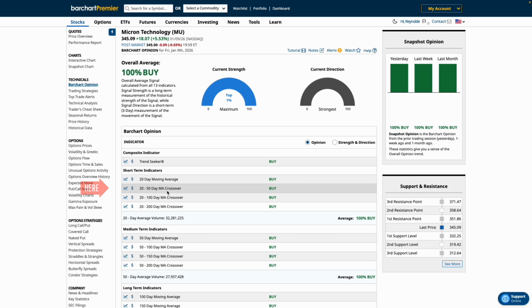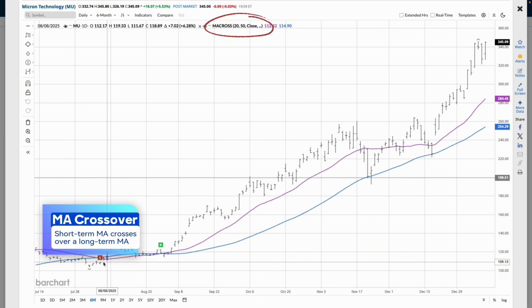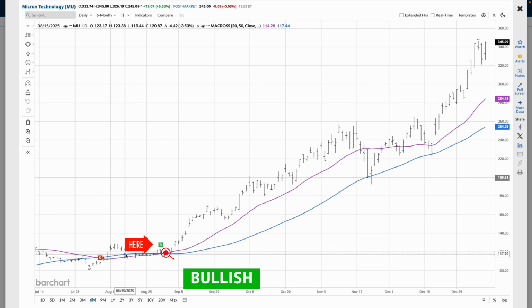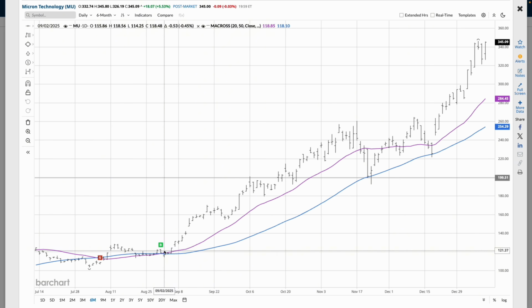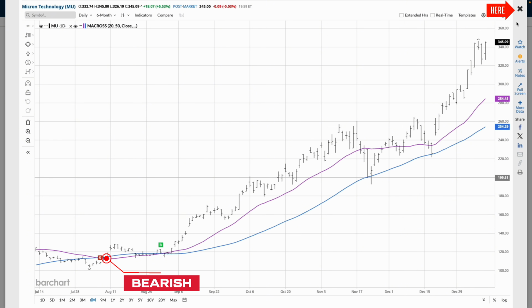Another key component is moving average crossovers, or MACD. This looks at the relationship between a short-term and long-term moving average. When the short-term moving average crosses above the long-term moving average, it's a bullish signal. Vice versa, when the short-term moving average crosses below the long-term moving average, it's a bearish signal.